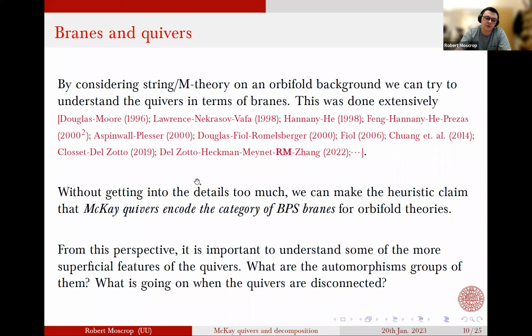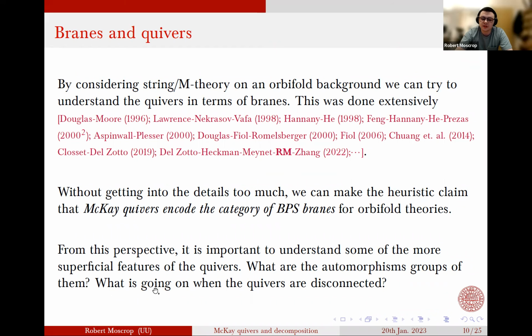But the common thread throughout all of this is that you can say that McKay quivers encode the category of BPS branes. It's a very heuristic claim, but that's something that could be said. And from this perspective, it makes it very clear that we should want to understand some of the more superficial properties of these covers, like the automorphism groups. For example, if I consider these things as BPS covers, the automorphism groups would tell me about the flavor symmetries. That would be nice to know as a general closed form.